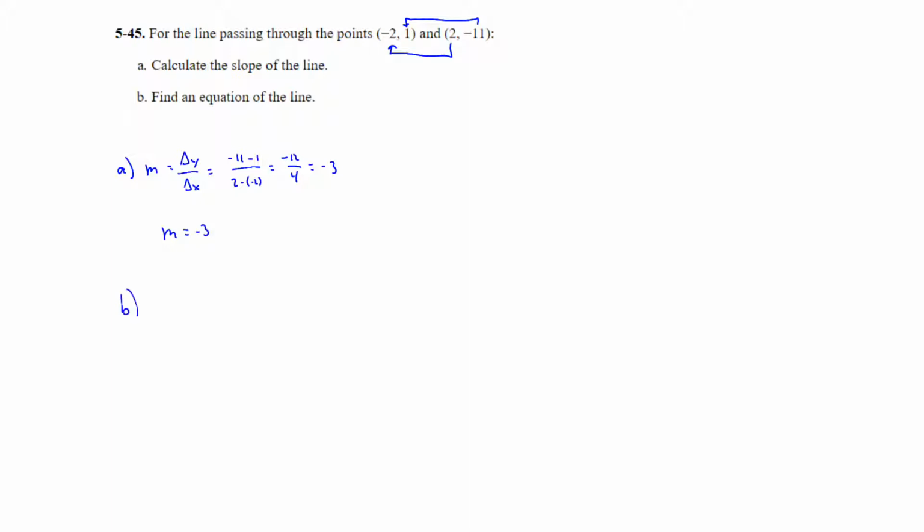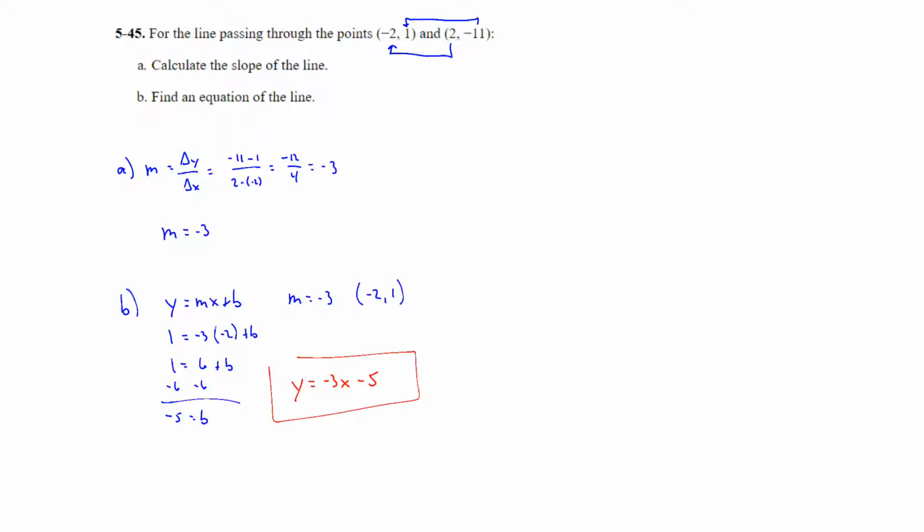For B, we're trying to find the equation of the line. Well, we have the rate of change. Now we need the starting value. So we can find the starting value by using our equation y equals mx plus b, plugging in the values that we know. We know the slope is negative 3. Pick one of the 2 points that were given to us and plug those values in. So y is 1, m is negative 3, x is negative 2, and then plus b, and we can solve for b. So negative 3 times negative 2 is 6. Subtract 6 from both sides, get b equals negative 5. So the equation is y equals negative 3x minus 5.